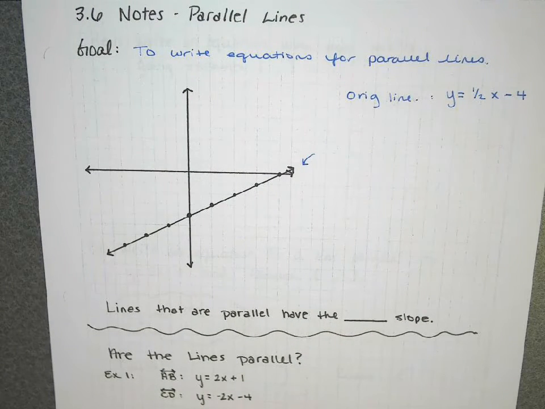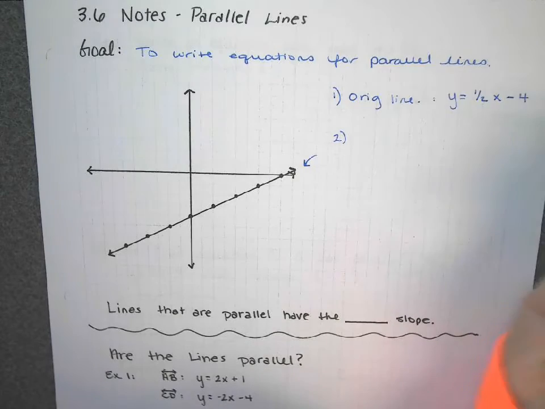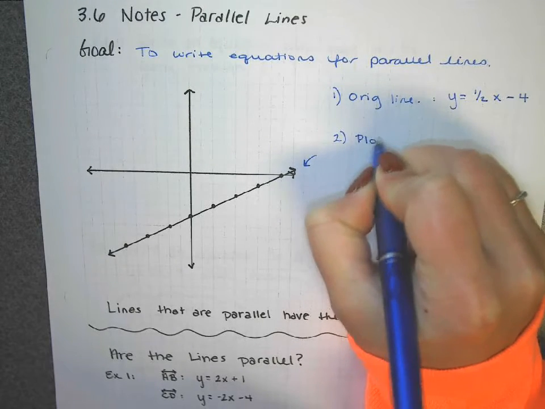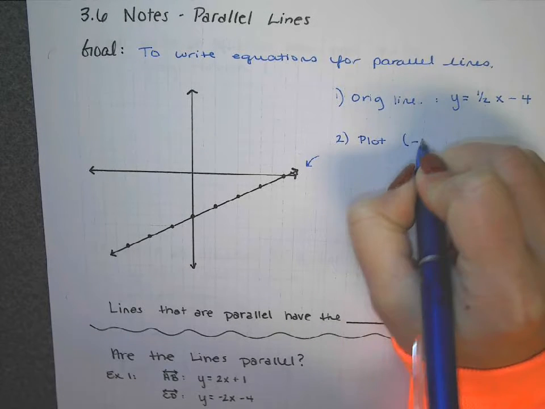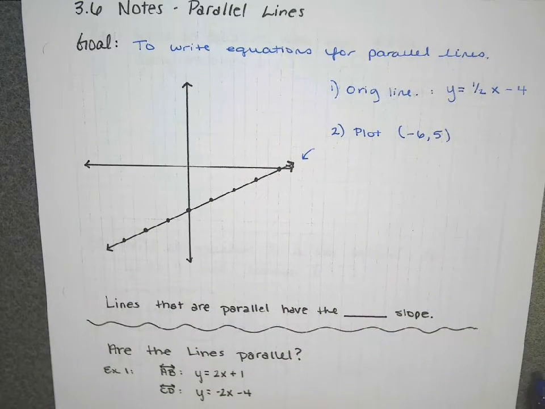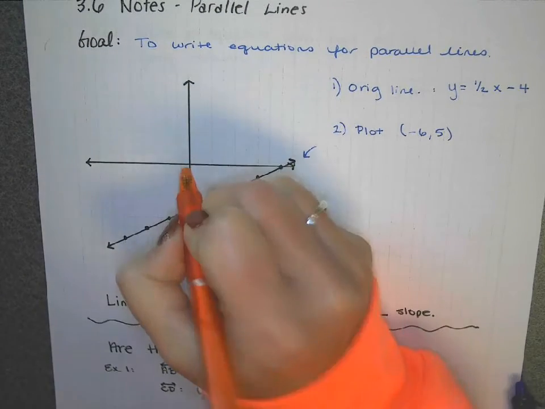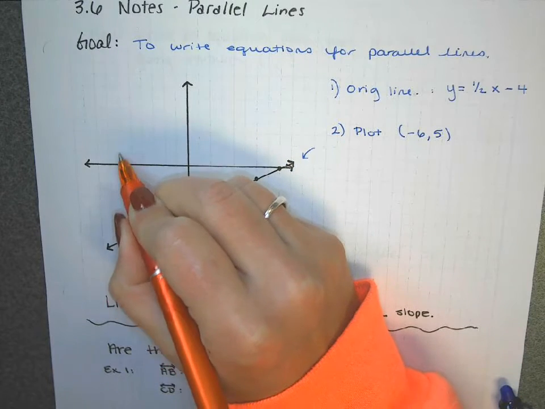Okay, and then what we're going to do is we are going to put a point. So that was our step 1, was to graph that. That was graphed for us. We are going to plot the point -6, 5. Now when we go to plot this, you're going to go to the left 6, up 5.